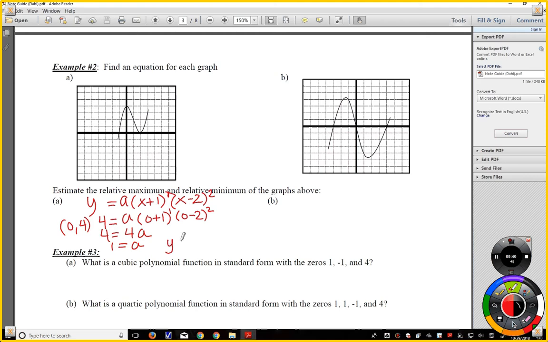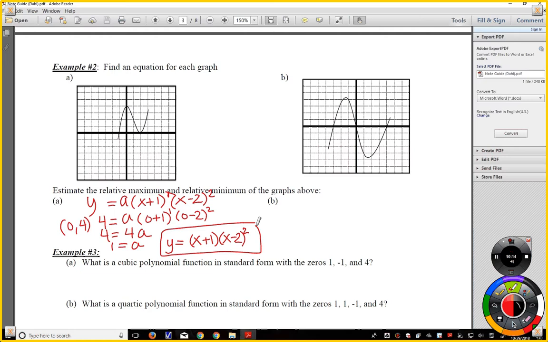So my answer, or my equation for this graph, is this. You can leave it in this form unless it explicitly asks for standard form. If it asks for standard form, what would we do? It's not in standard form right now. It's in factored form. Yeah, multiply it out. Use the distributive property, multiply it out, and then you'd get all the terms separated, and it'd be in standard form, okay?